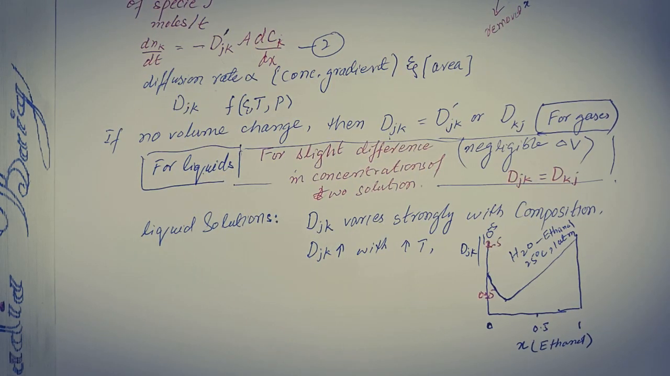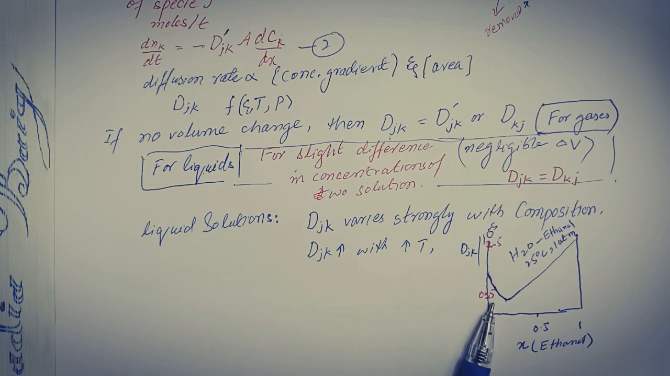So for the case of liquid solutions, the diffusion coefficient varies strongly with composition, whereas the constant increases with increase in temperature. Let's discuss the example of the water ethanol solution. And we can see from this graph here the concentration, or the mole fraction, of ethanol is given with respect to the diffusion coefficient.